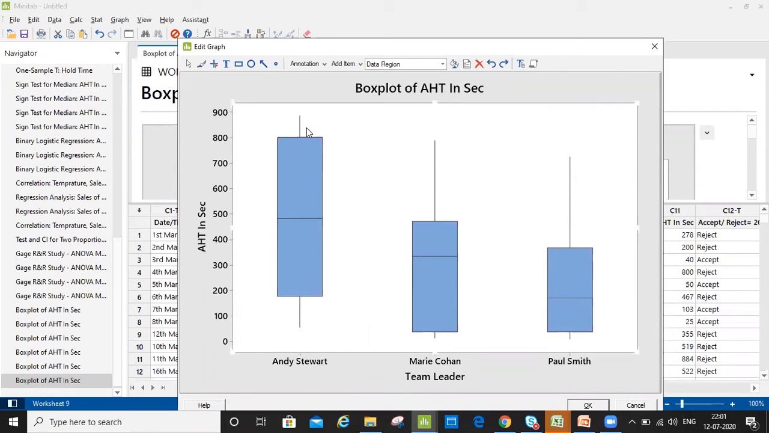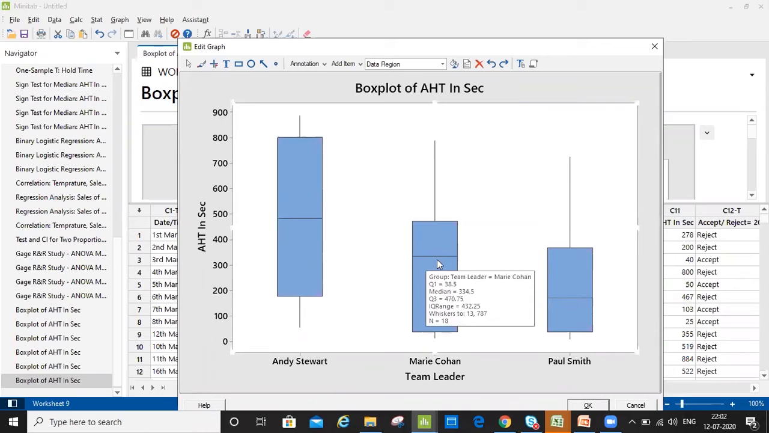So earlier we looked at the entire AHT for all the samples that we have. Now we are looking at team leader-wise. We want to look at which team leader is contributing to more variance so that we can work on it. Here you see the extreme values, which have gone up to 884. However, Paul's maximum value was 723 and Mary's maximum value was 787. So for sure, Paul Smith is performing better than Mary and Andy. And if I sort it, it is Andy who needs to be focused on more than Mary and Paul. So that's the box plot.